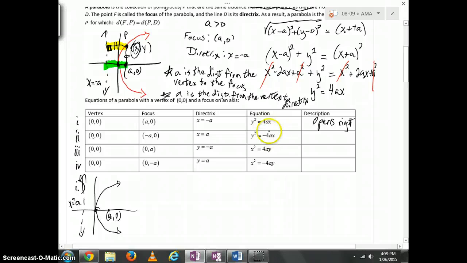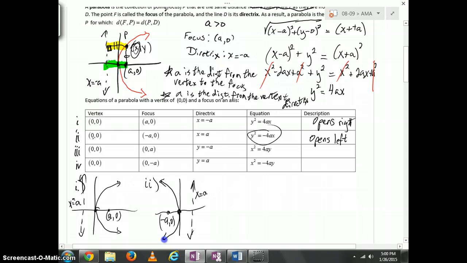You might wonder what happens when y squared equals negative 4ax. Well, this is when we are going to open left. This parabola opens left. So you can see that actually our focus now is going to be over here at negative a, comma 0. Our vertex is still at 0, 0, but this time we'll have a directrix at x equals a. X equals positive a here. And we'll be just going in this direction.